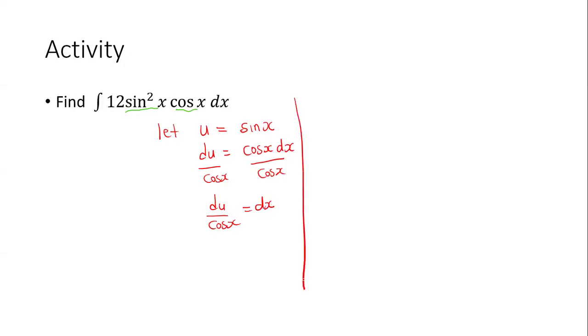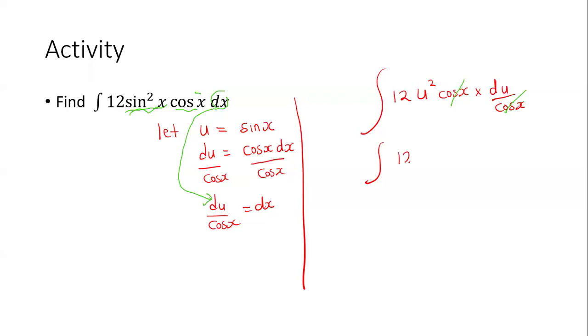Now, when I come back to my integral, where there is sine squared x, we have already let that be u. So I have 12 u squared cos of x times my dx, which is du over cos of x. Now you notice this and this can cancel. So this will give us the integral of 12 u squared du.